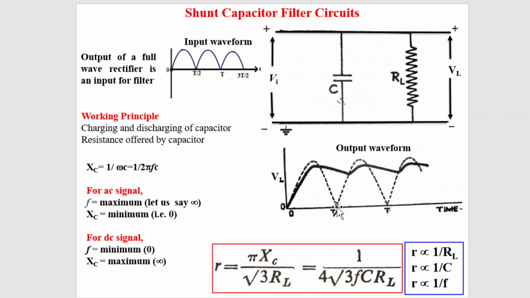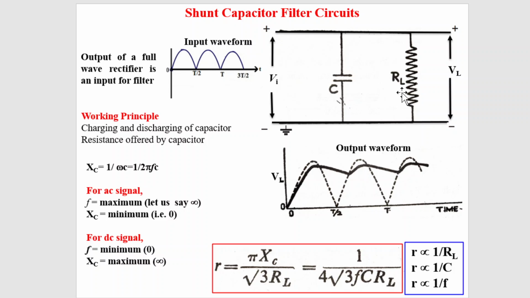And again after t-half time, your input signal will start increasing, so again your capacitor will charge, up to the point where the input signal reaches maximum. Again when the input signal decreases, the capacitor will discharge. So charging, discharging, charging, discharging. Through this mechanism, this capacitor will try to maintain a constant voltage across the load resistance. So this is one principle.